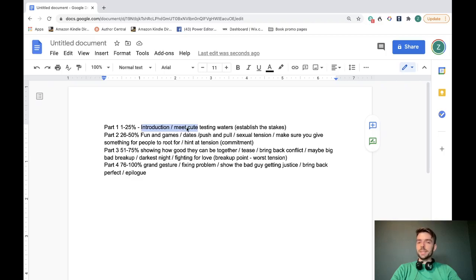Like once you have the meet cute, then I don't really need to know what dates they're going to go on, or what kind of push and pull there's going to be, or what the sexual tension is going to be like, because that's something I can just kind of figure out as I go. If you're not getting it, I usually am more of a write on the fly type of person. That's my preference. So I like to kind of figure out my basic foundation and then just start going.